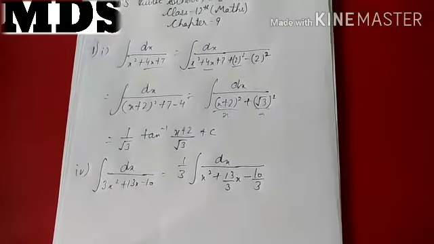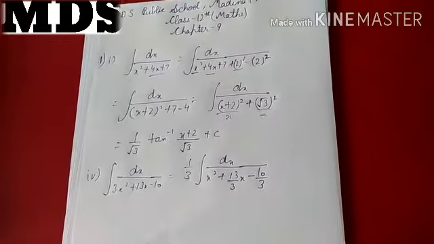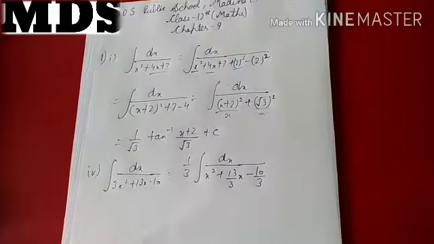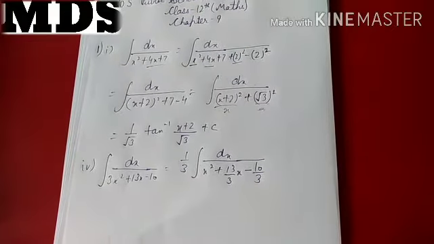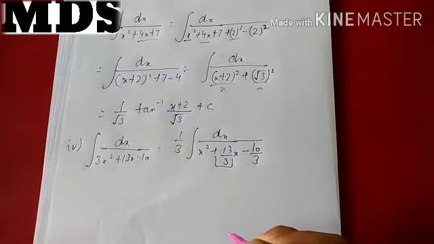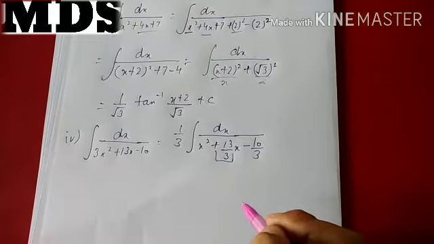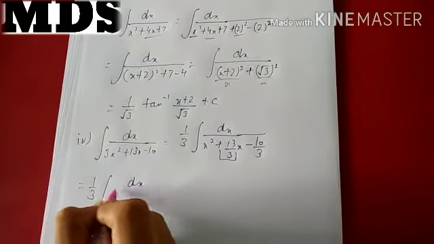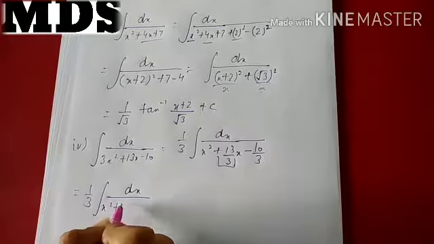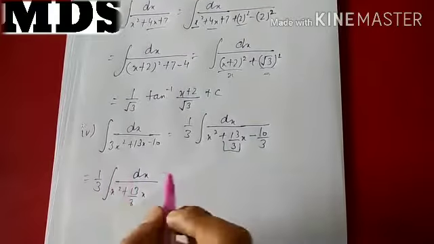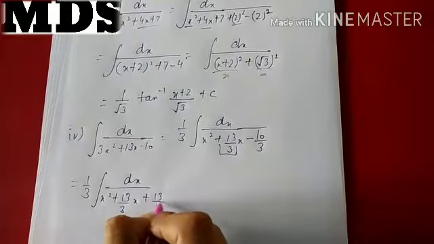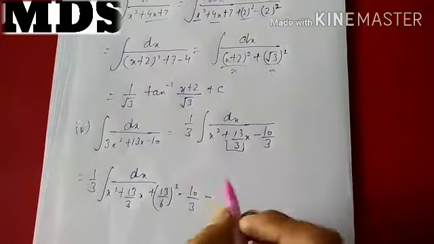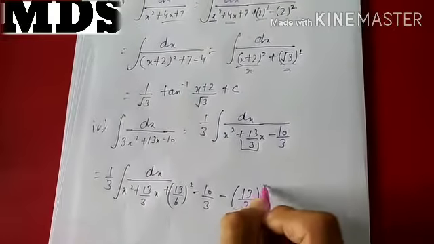So what will be our next step? We will add and subtract the square of half of the coefficient of x. So it is the coefficient of x, 13 by 3. What will be its half? It will be 13 by 6. So that means the remaining part will be as it is, x square plus 13 by 3x, and we will add 13 by 6 whole square. Okay, and subtract 13 by 3 whole square.